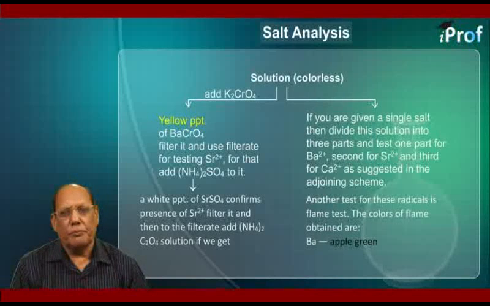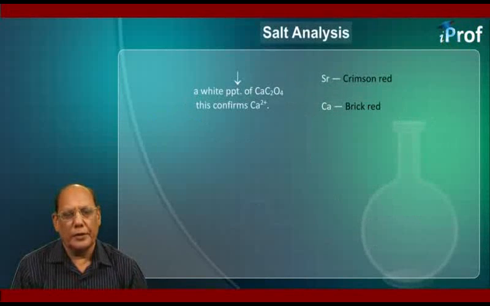If you are given a single salt, then divide this solution into three parts and test one part for barium ions, second part for strontium ions, and third part for calcium ions, as suggested in the adjoining scheme. Another test for these radicals is flame test. The colors of flame obtained are barium apple green, strontium crimson red, calcium brick red.